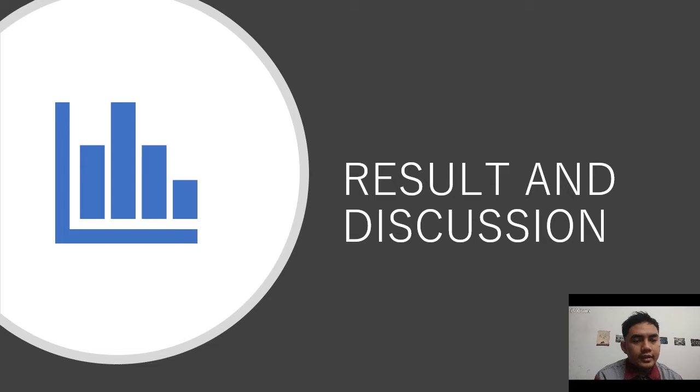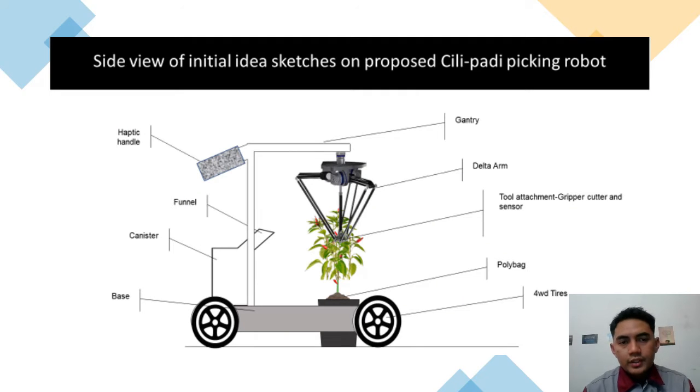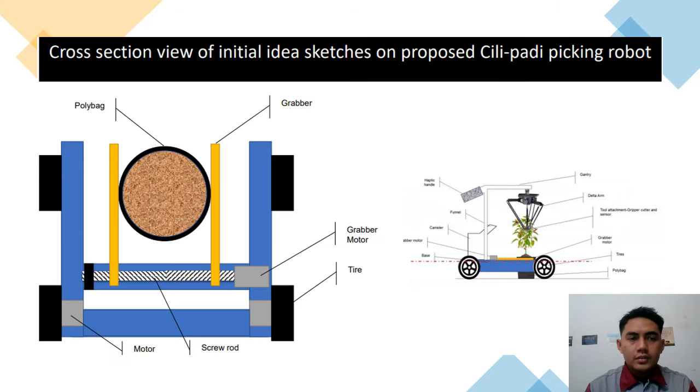Next is result and discussion. This is a view of the initial idea sketches, and I will do the new design based on this initial idea sketches. This is cross-section view for the initial idea sketches. This is the top view, and we will understand how this robot runs, which the grabber grabs the polybag and the delta arm and gripper pick the chili and put it into the canister.